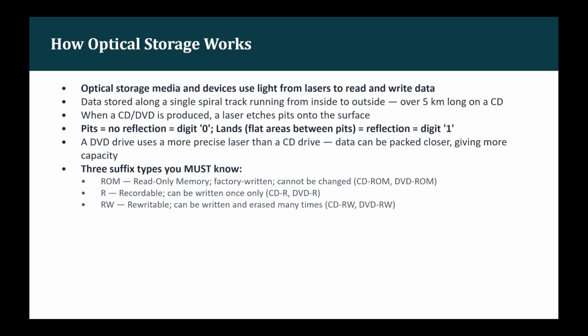Three suffix types you must know. We have different types of CDs: CD-ROM, CD-R, CD-RW. So what are these suffixes? ROM, read-only memory. Factory written, cannot be changed. We have CD-ROMs, DVD-ROMs. They are already written and cannot be changed. Then we have R, recordable, can be written once only. CD-R and DVD-R types. We can record only one time.